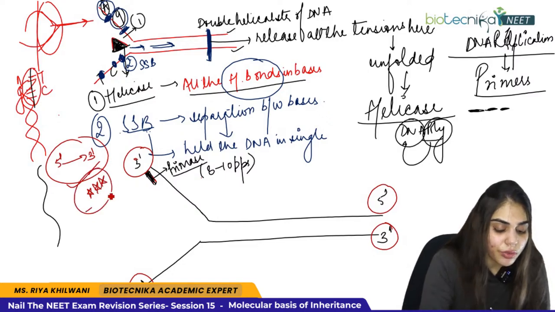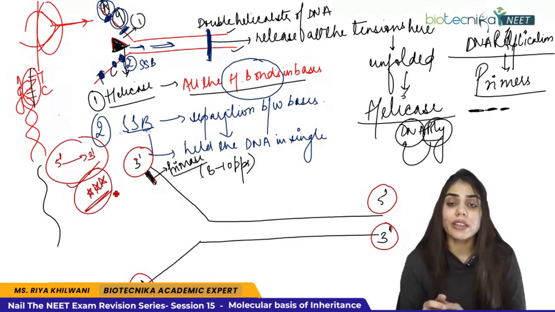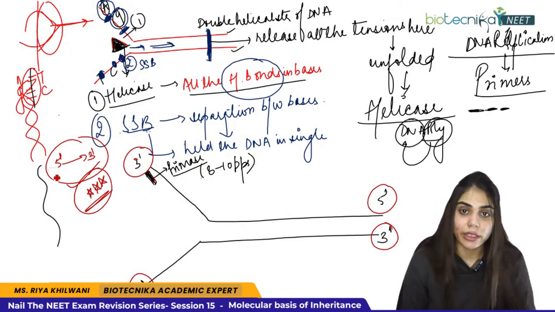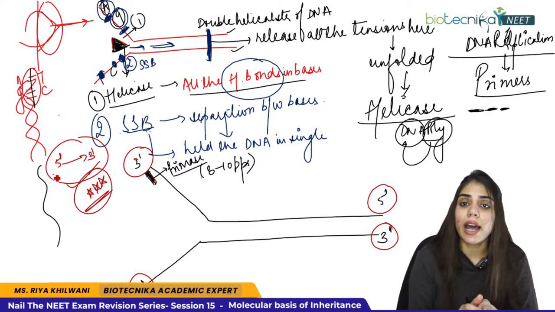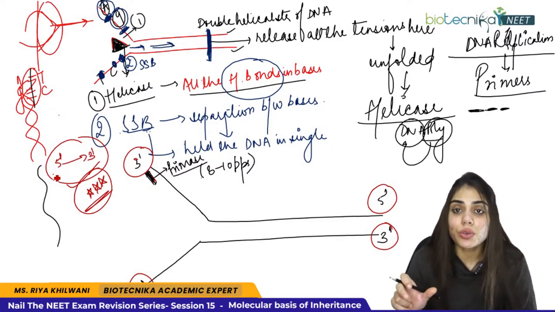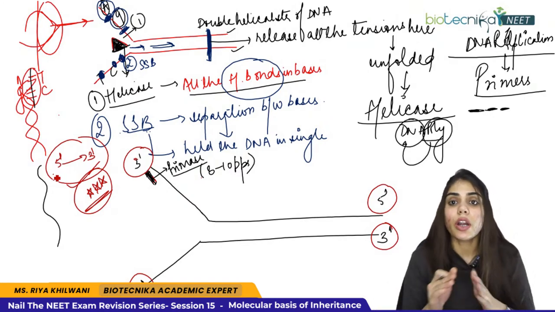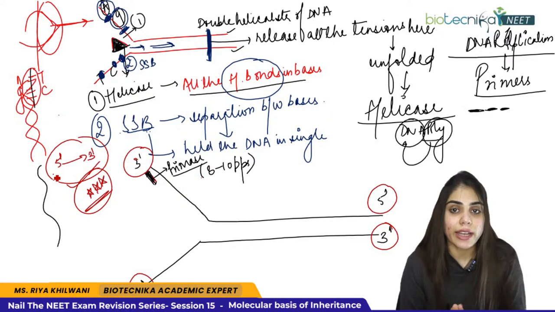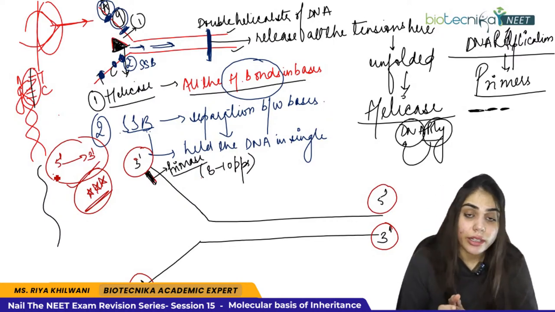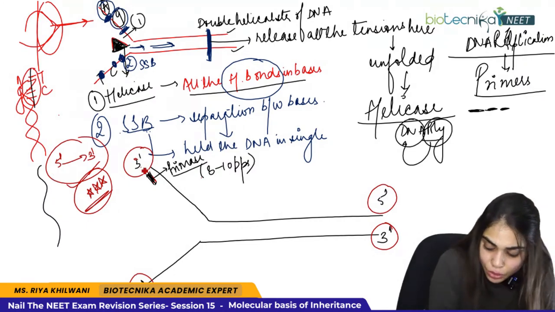You may have a question from here, and if you see the previous year question trend, you may find a repeated question from this line. The DNA synthesis or the RNA synthesis is always taking place in the 5' to 3' direction. It is an absolute statement. It is not going to change in any organism or in any situation. It is always 5' to 3'.